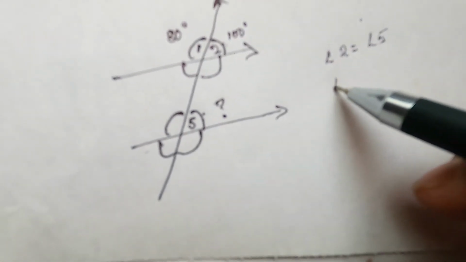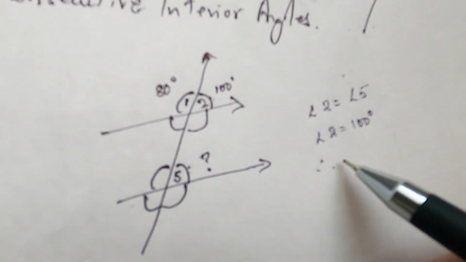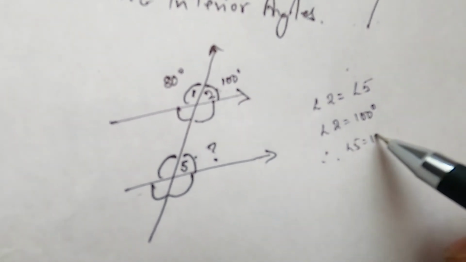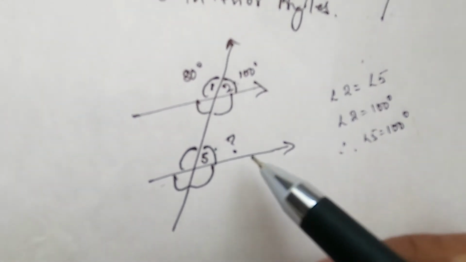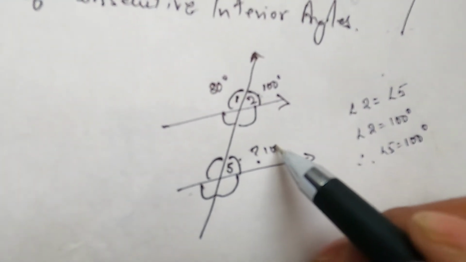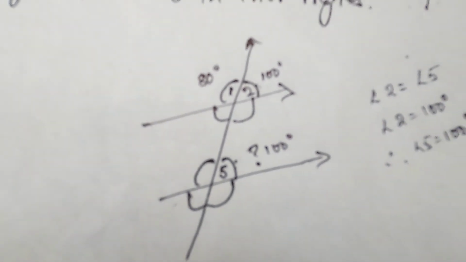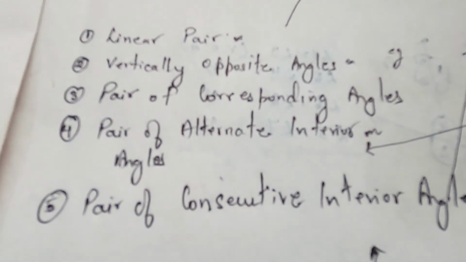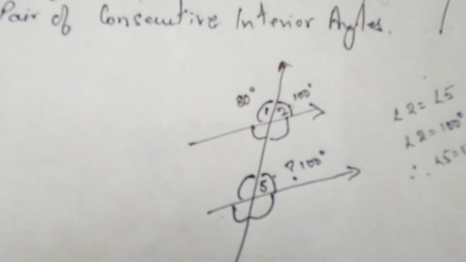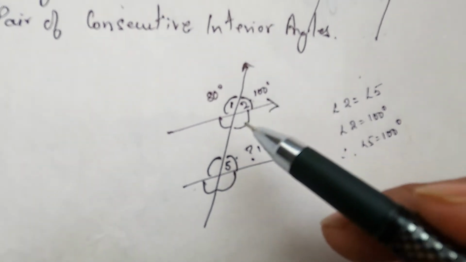Now we know that the measurement of angle 2 is how much? 100. So therefore angle 5 is also how much? 100. Alright, so we have found the measurement of angle 5, and it will be how much? 100 degrees. See, it has become very easy once you know the pairs of angles. There is also another method which you can use.